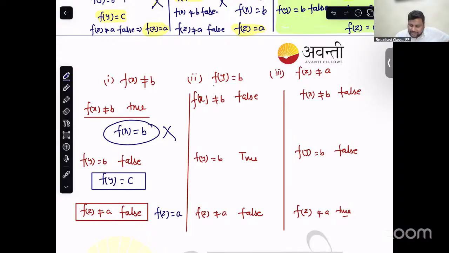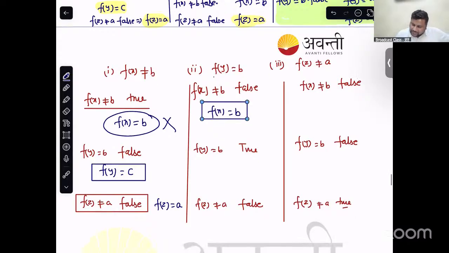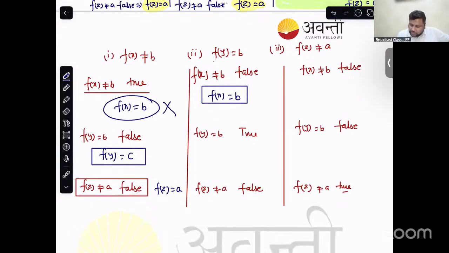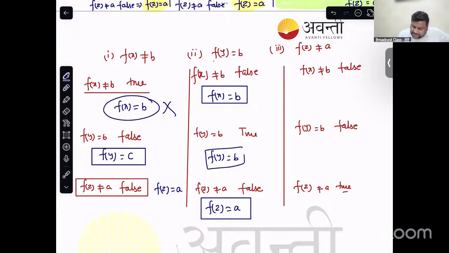Now come here, fx not equal to b false. That means fx is b. fz not equal to a false. That means fz is a. Now fy also b. fy equals b also true. Is it possible? Two elements are having the same image. So this is also a wrong case.